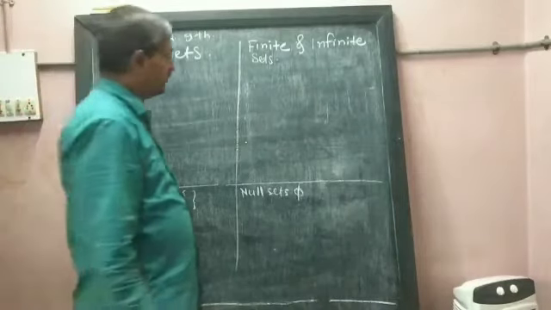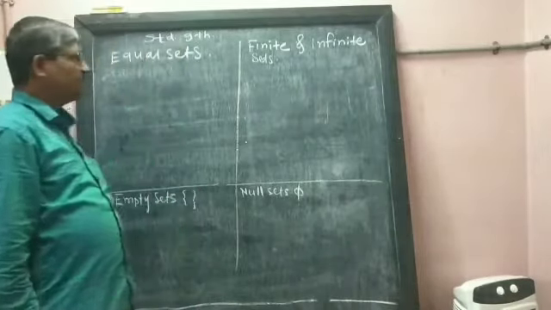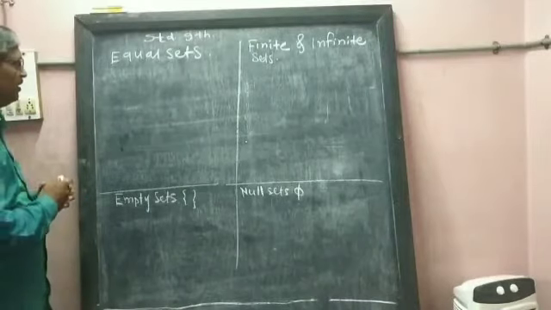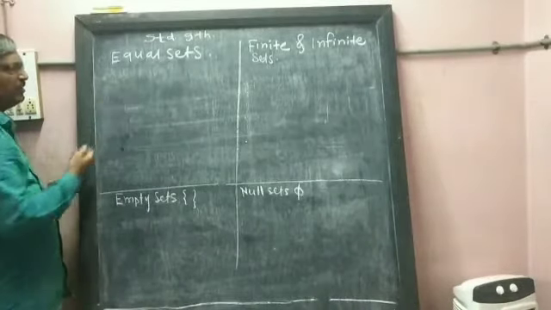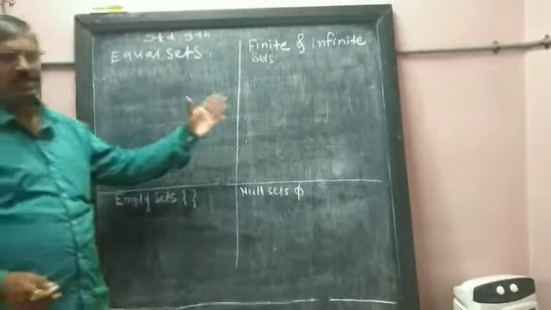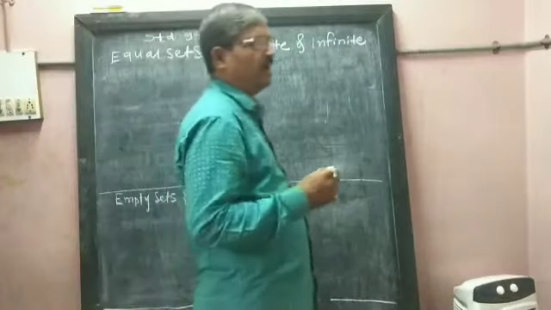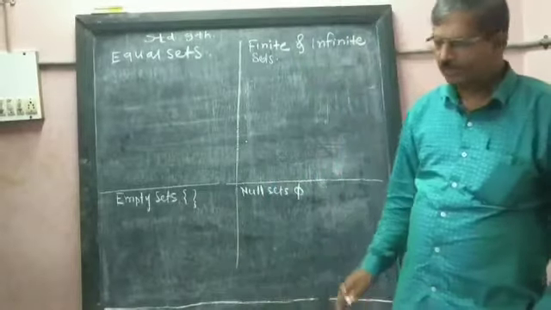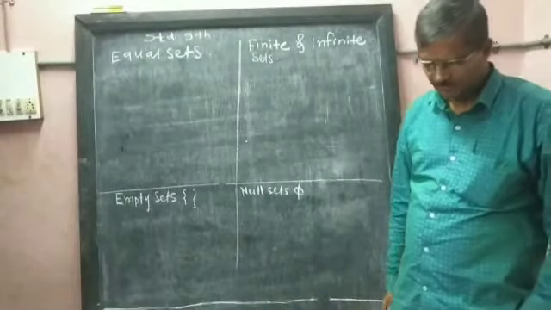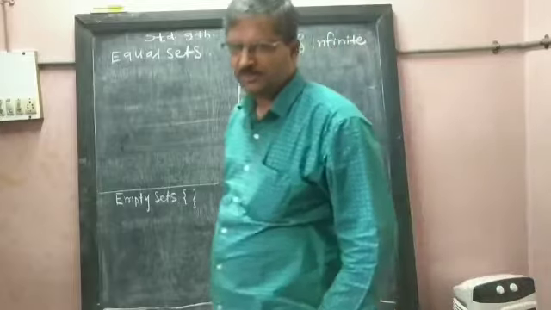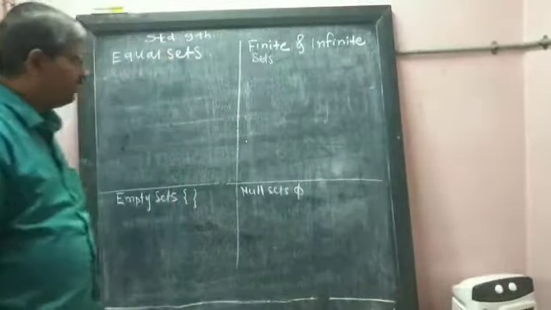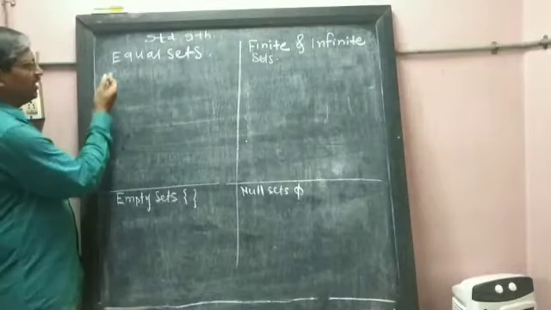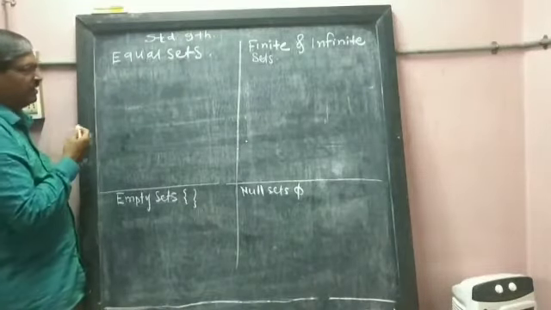Welcome students. Today we are going to study new concepts from the set. First one is equal sets, second one is finite sets and infinite sets, and what is meant by empty sets as well as null sets. So I am going to explain it with few examples, so that you can understand it very easily. I am going to explain equal sets.